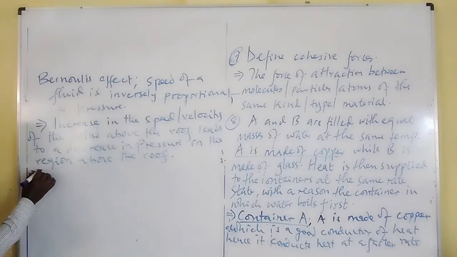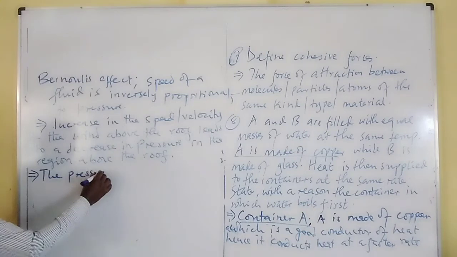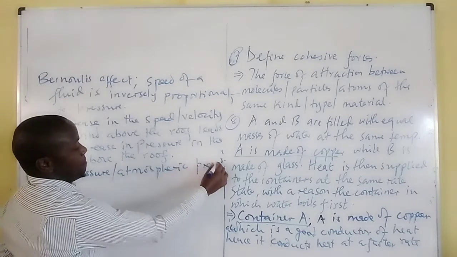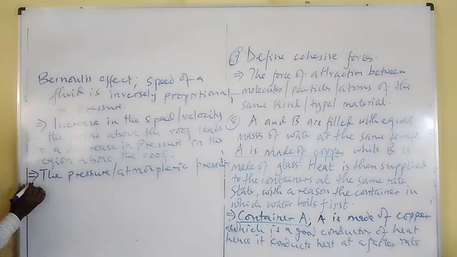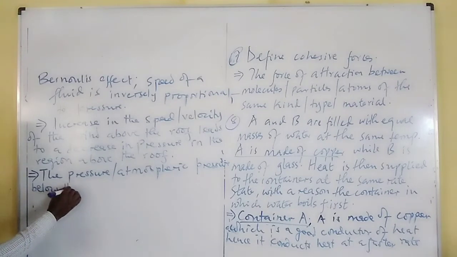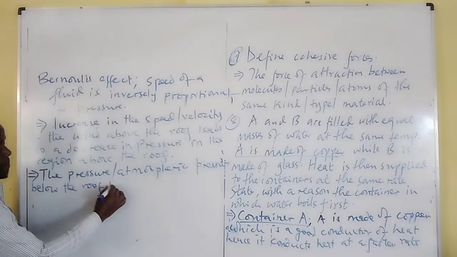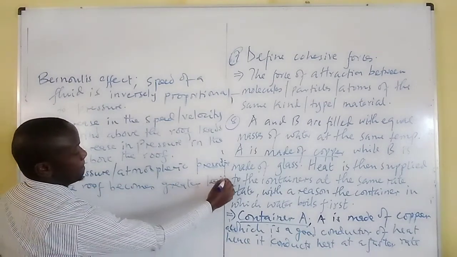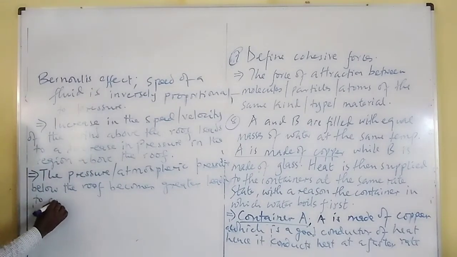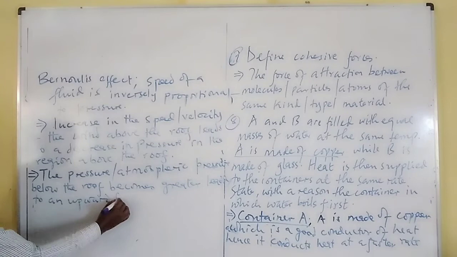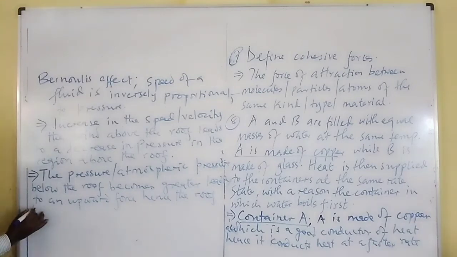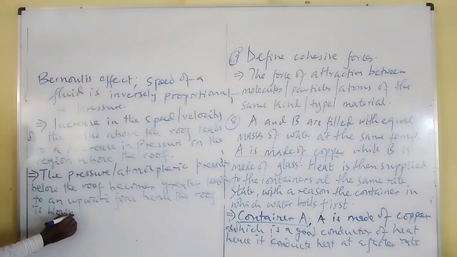Therefore, the pressure, mostly the atmospheric pressure, above the roof becomes greater, leading to an upward force, hence the roof is blown off.